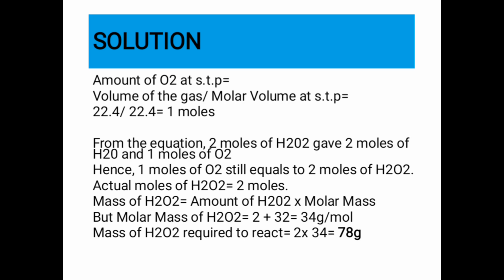Then we have to look for the mass. To get the mass, mass is amount times molar mass. Then we find the molar mass of H2O2. So mass therefore is equal to 2 multiplied by 34, and that's 78 gram of hydrogen peroxide.